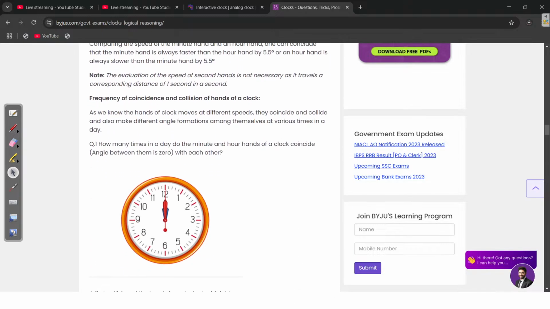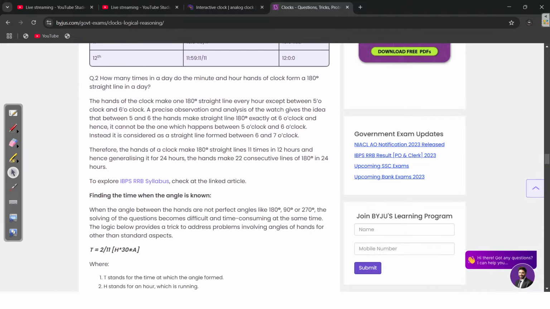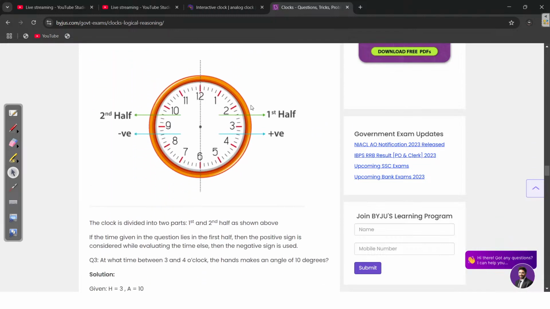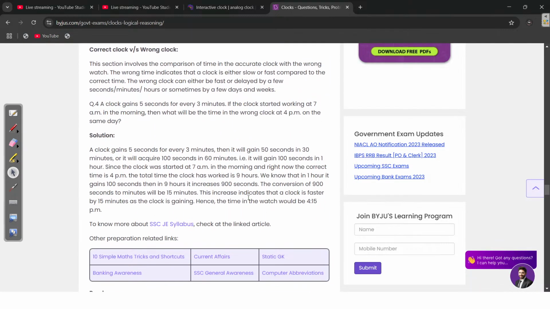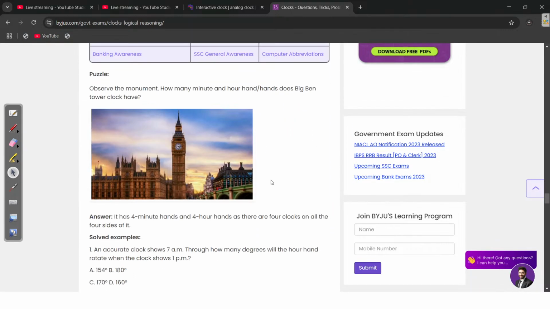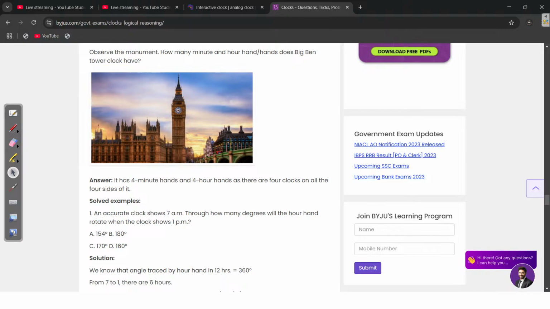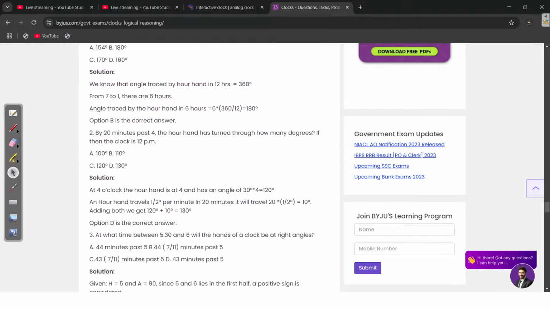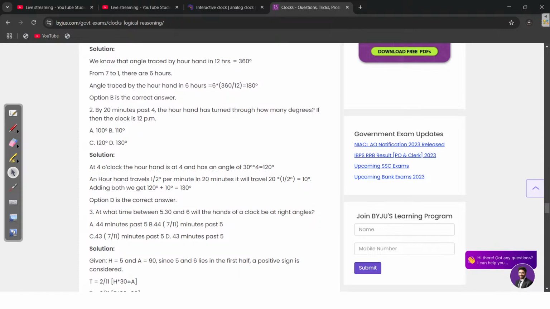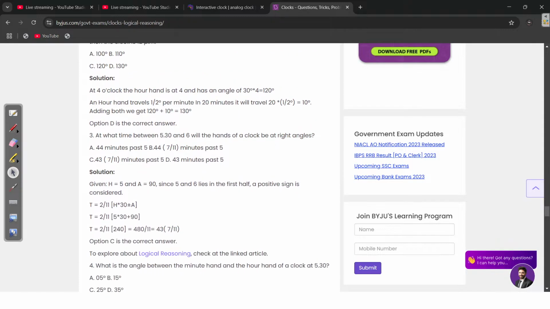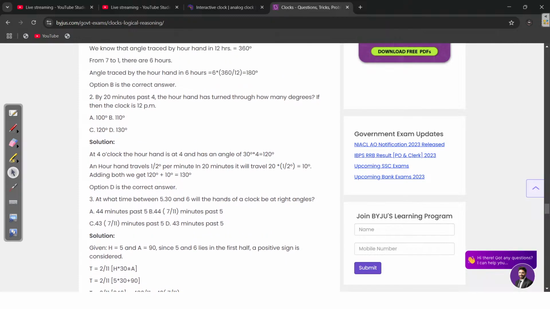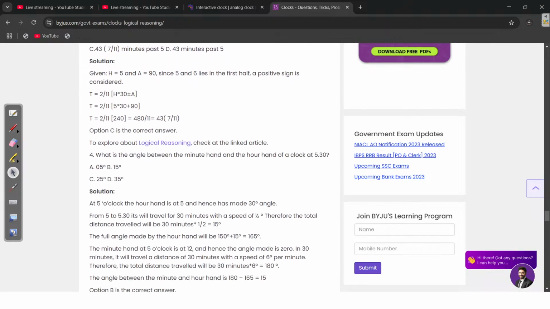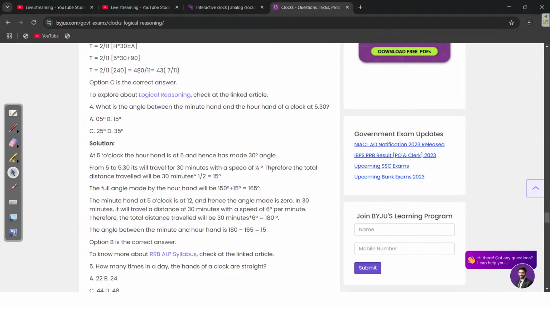So much useless information. Let's go to the problems. We just want to find out the angle. I'm just searching for one of the problems. Come on, where is the direct problem? I'm just searching for the problem, don't worry. Yeah, we got a problem here. Fourth one.